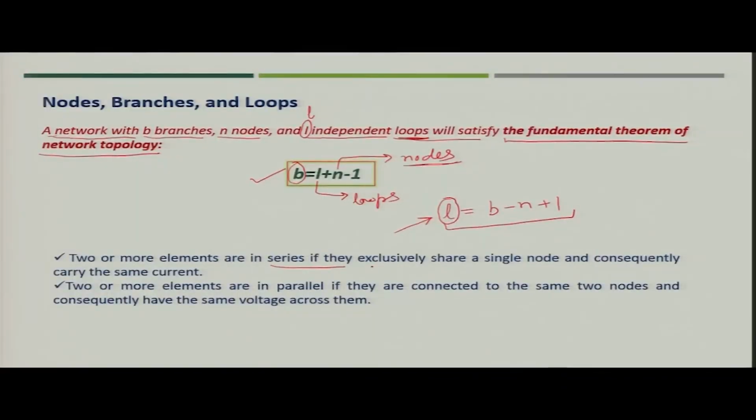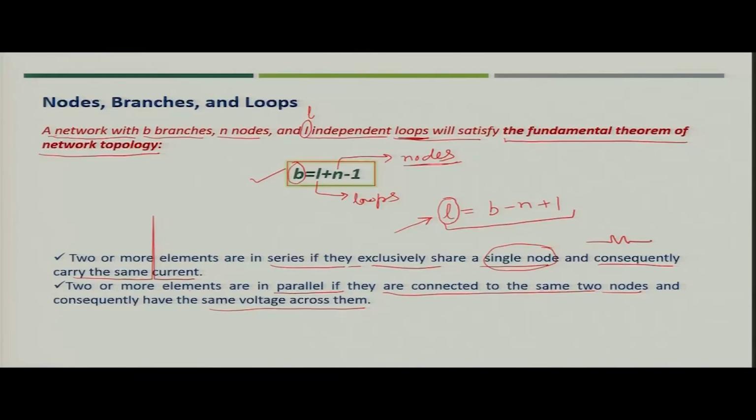Now, if two or more elements are in series, they exclusively share a single node, and they carry the same current. We have already seen in series and parallel circuit analysis that if the elements are connected in series, they share a single node and carry the same amount of current. Now, if two or more elements are connected in parallel, they are connected to the same two nodes and consequently have the same voltage across them.